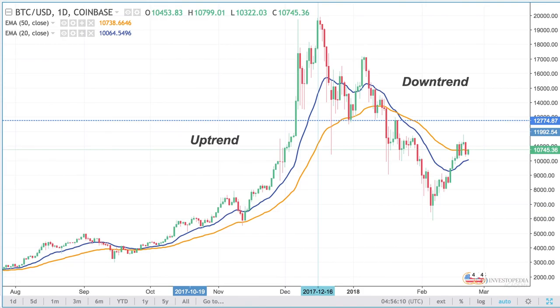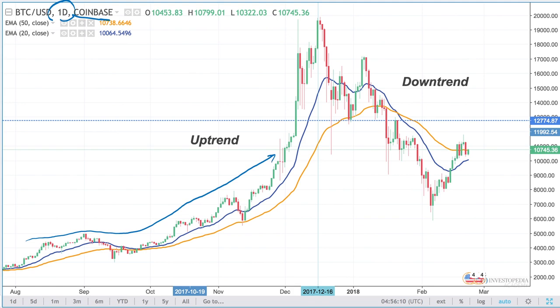Now you're looking at a chart of Bitcoin versus the US dollar. Every one of these candles represents 1 day's worth of time, and this is on the Coinbase exchange. Now you'll first notice that the date here starts back in summer 2017, specifically in August. And you'll note that the price of Bitcoin was trending higher throughout most of 2017.